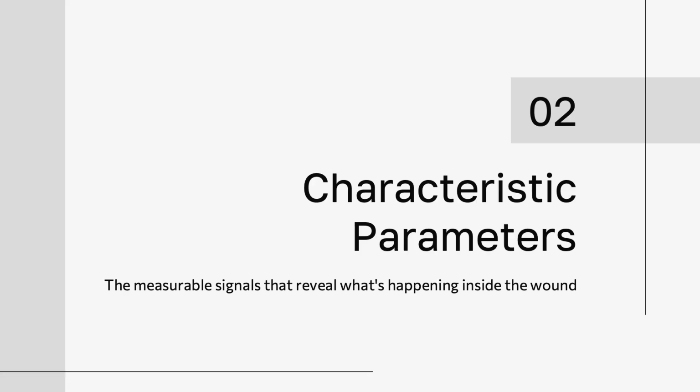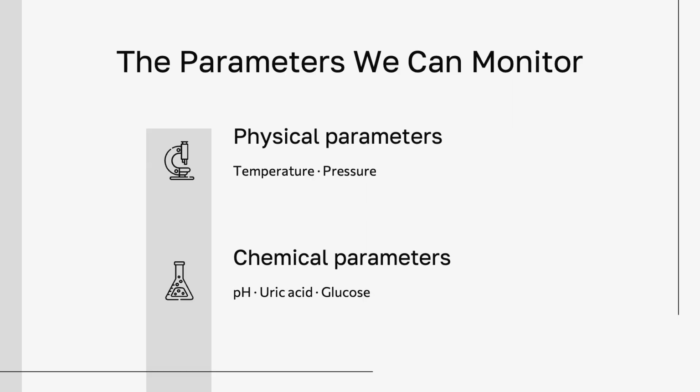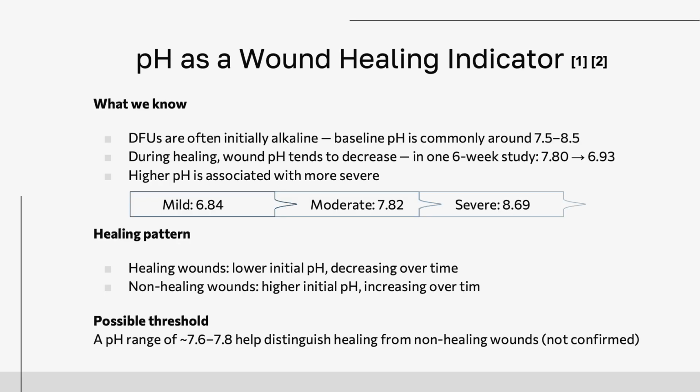So, what are these signals and what do we actually measure? That's what the second part of this talk is about. We can group the parameters into two categories. Physical parameters, things like temperature and pressure. Chemical parameters, things like pH value, uric acid, and glucose. Each of these tells us something different about the state of the wound. Let me go through them one by one.